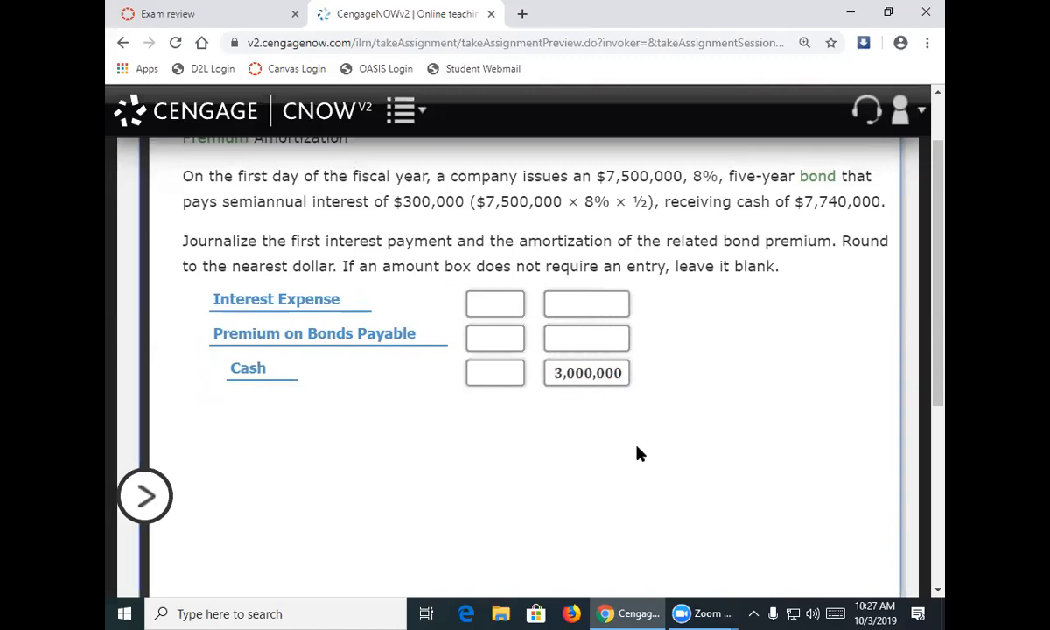So we're paying, not 3 million. Getting a little happy with my zeros. 300,000 gets credited to cash. That's how much interest we're paying them.